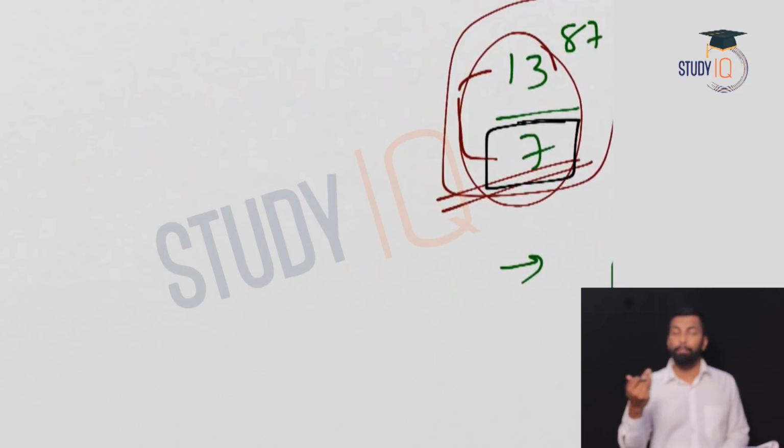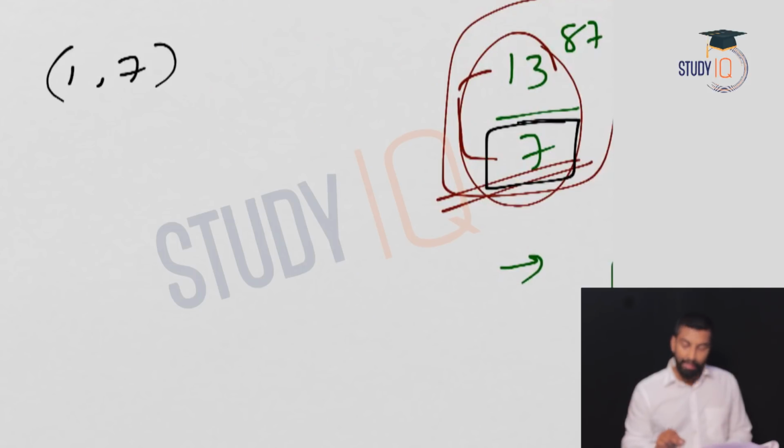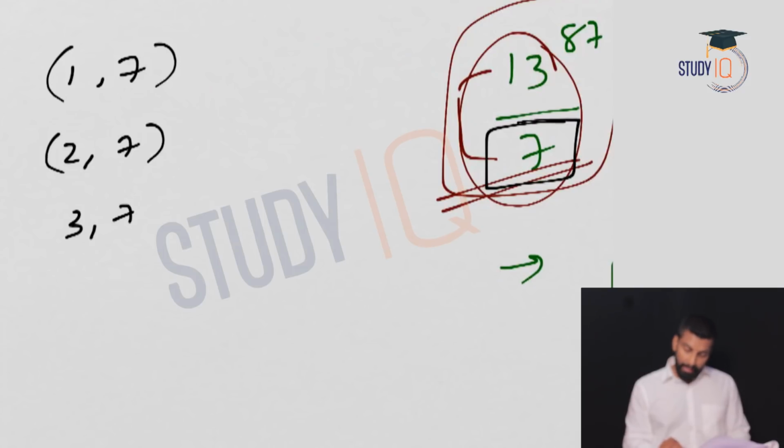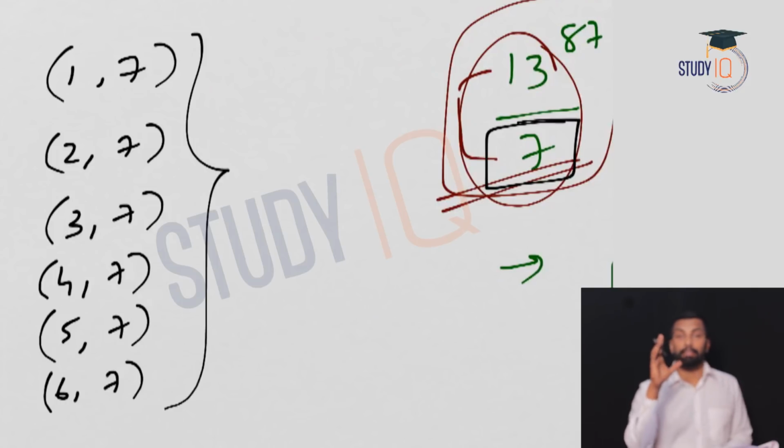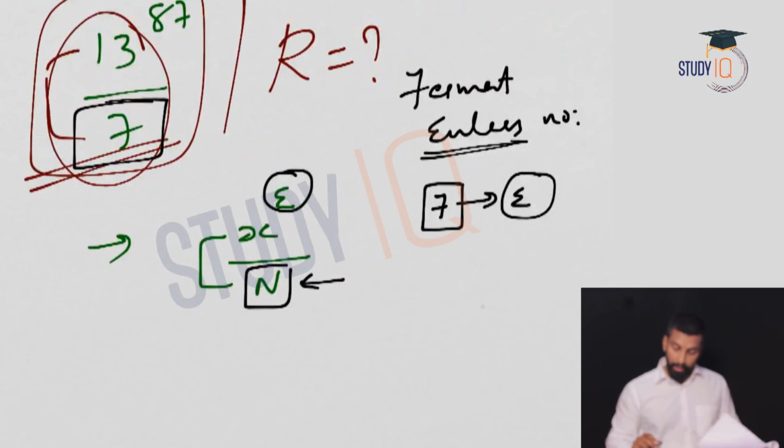So what are the numbers which are co-prime with 7? 1 is co-prime with 7, so 1 and 7 are co-primes. 2, 7 co-primes. 3, 7 they are co-primes. 4, 7 they are co-primes. 5, 7 they are co-primes. 6, 7 they are co-primes. Right? So how many are there? 6 numbers are there which are co-prime with 7 and less than 7. So here this E, if this number is 7, E is actually 6.